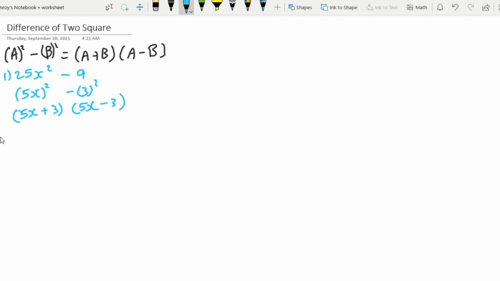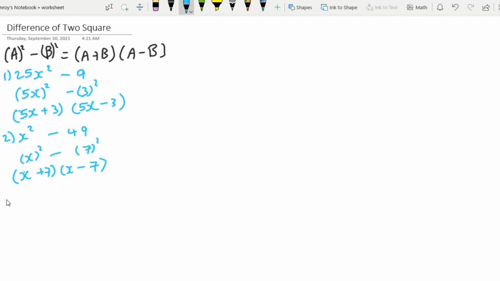Alright, we're going to look at another example, which is x squared minus 49. And we know x is being squared already. And we know 49 is 7 squared. So we're going to write in the difference of two squares, x plus 7, x minus 7. And that would be the difference of two squares.